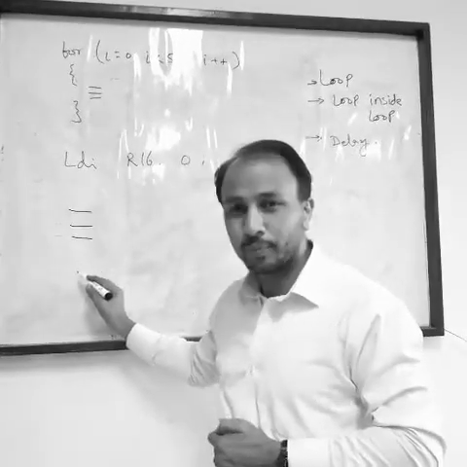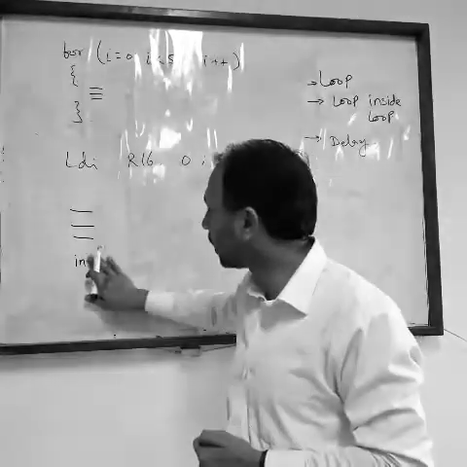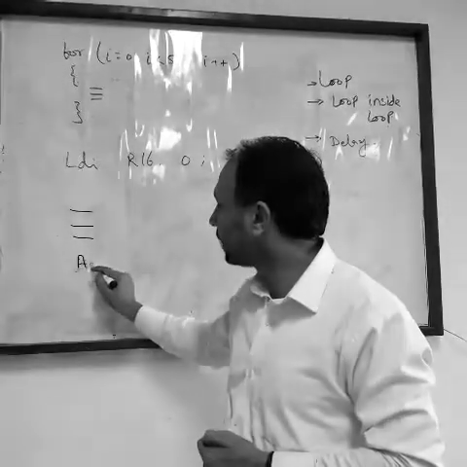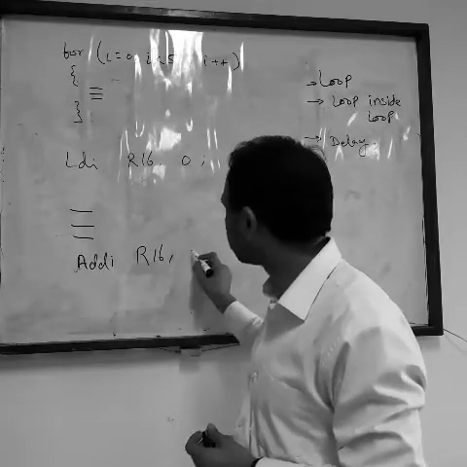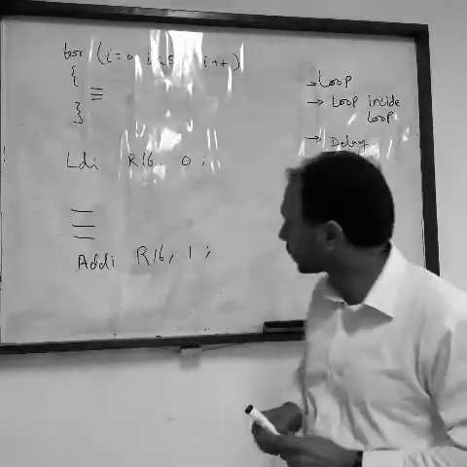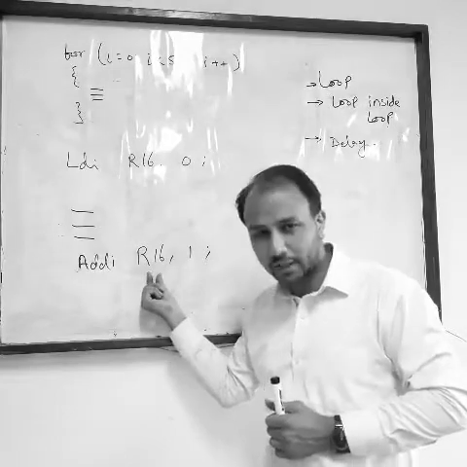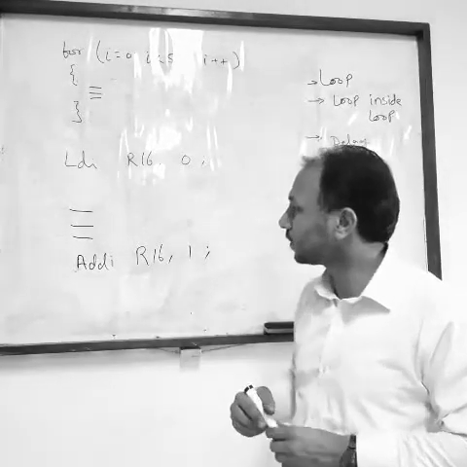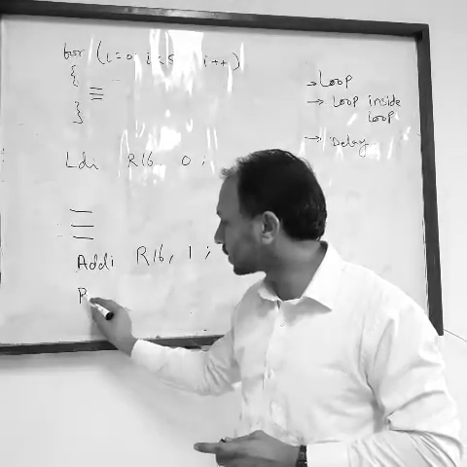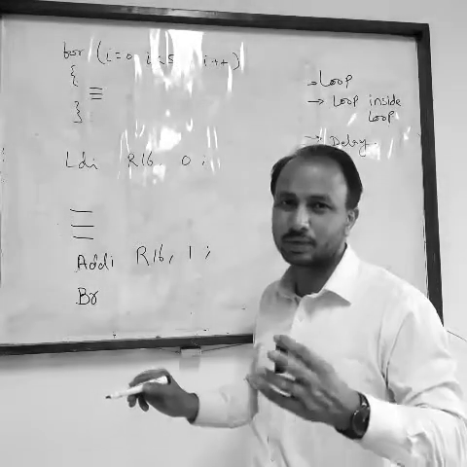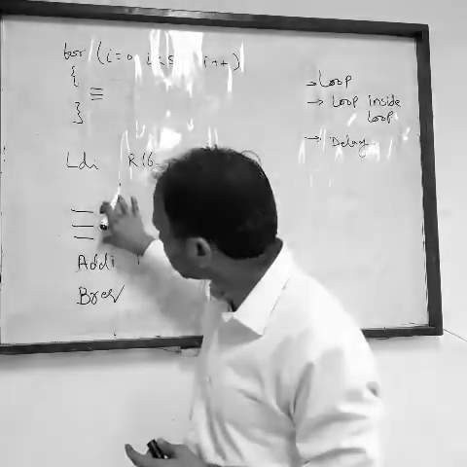Here I am going to use increment, or you can say add immediate R16, 1. So you have added 1 in R16, an add immediate value. Then after this, you are going to use your branch instruction. For example, branch equal, then I want to run these instructions.